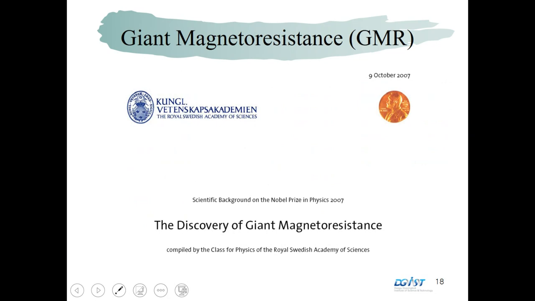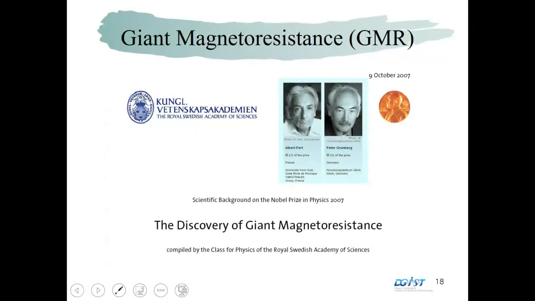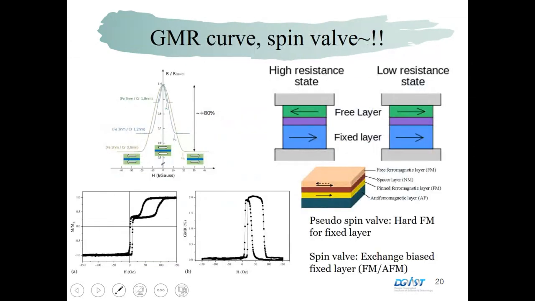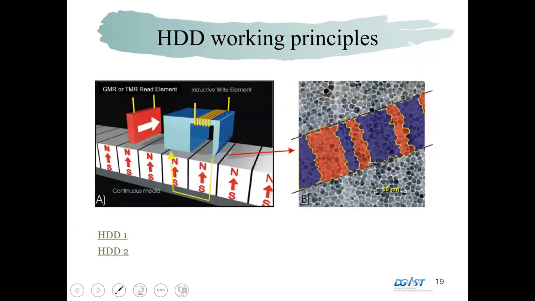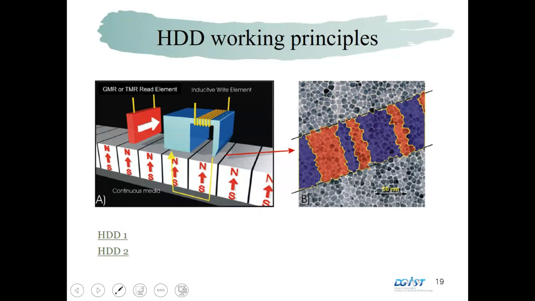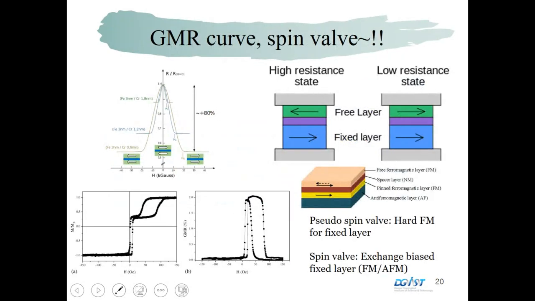And because of this discovery of GMR, two scientists got the Nobel Prize, Albert Fert and Peter Grünberg. And I simply explained the shape of the hard disk drive and the working principles. And in the last class, some students asked me about the MR curve of the GMR. So I'm going to show two kinds of MR curve.